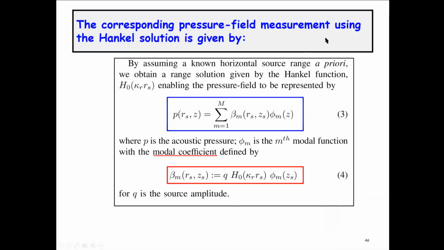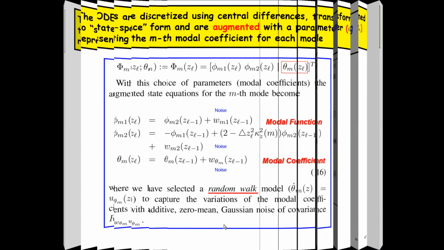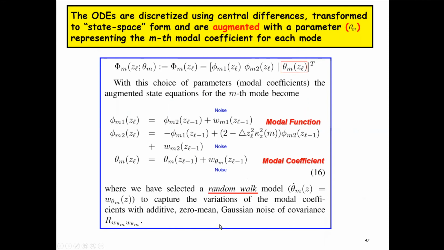The pressure field measurement is nonlinear. This is the modal functions, and beta is the modal coefficient. Here's the Hankel function. I'm not going to go into all that, but you can basically use this as part of your model. So this would be the measurement model, and the previous one would be the state model. I gave you a copy of the paper that goes into details on all of this. That's the JASA paper on environmentally adaptive processing. So once the ODEs are discretized, I use central differences.